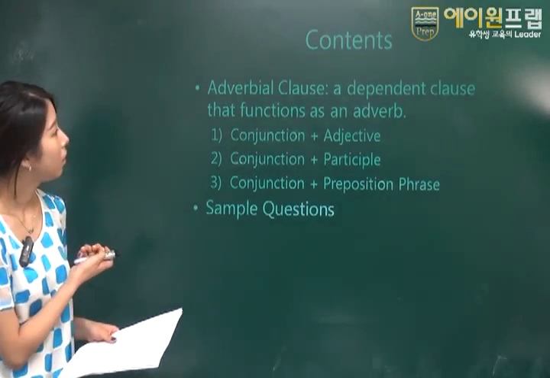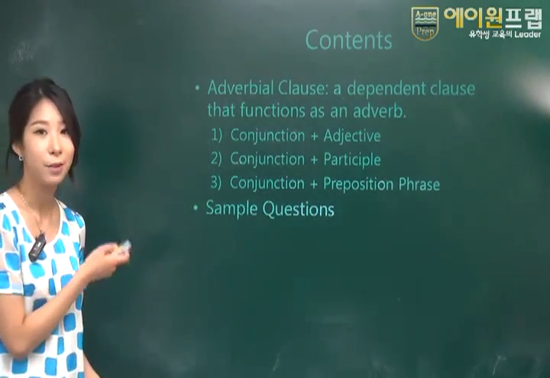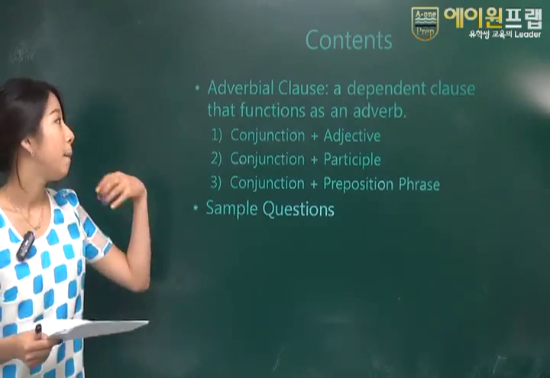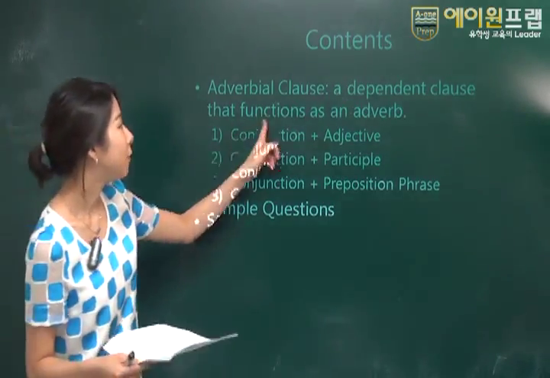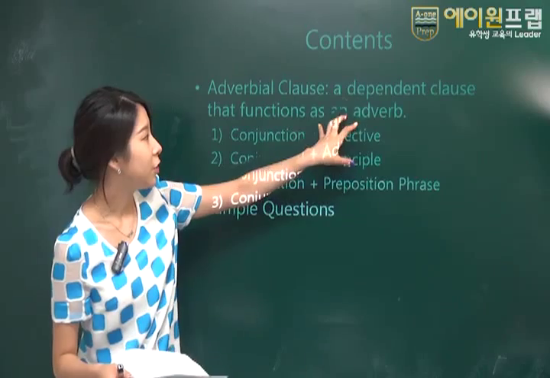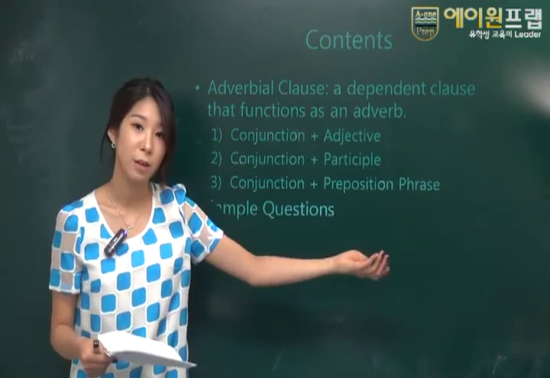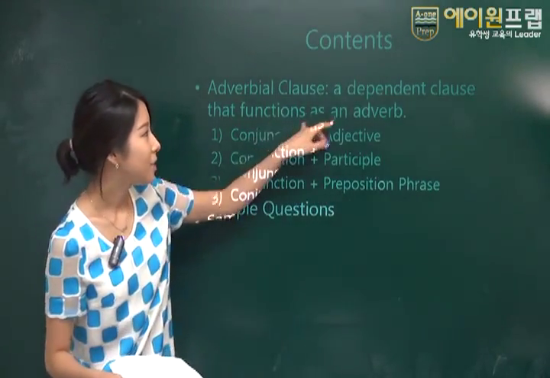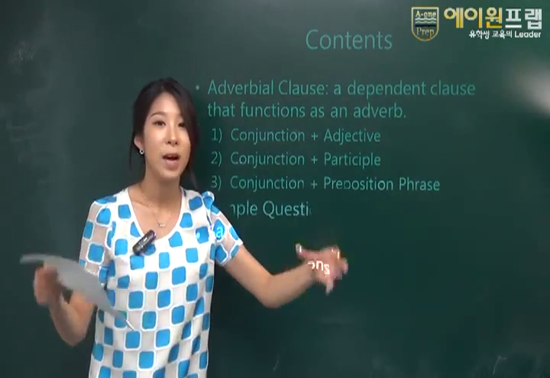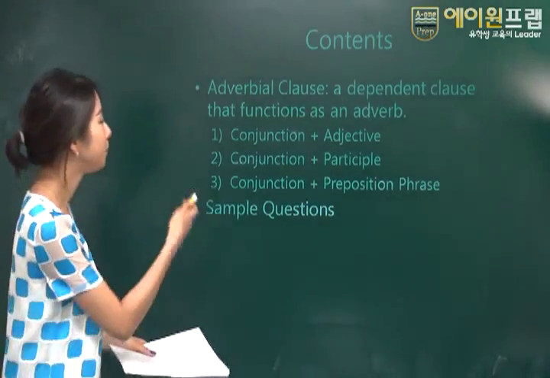So remember that definition before I go on to the next slide. It's a dependent clause. So it means it can't stand by itself. It functions as an adverb, as in modifying a verb or an adjective or another adverb, but it's a dependent clause because it's not a sentence itself. It needs to be with other parts of the sentence in order to make a complete sentence, right?